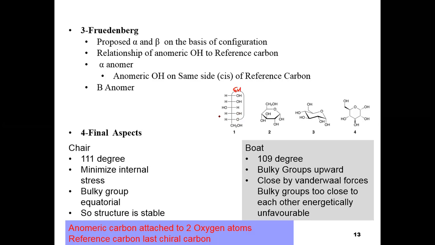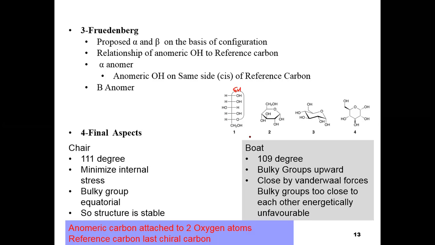How do we differentiate them? The anomeric carbon is the carbon which is attached to two oxygen atoms. The reference carbon is the last chiral carbon. These are the definitions of the two carbons: the anomeric carbon, which is attached to two oxygens, and the last chiral carbon, which is the reference carbon.